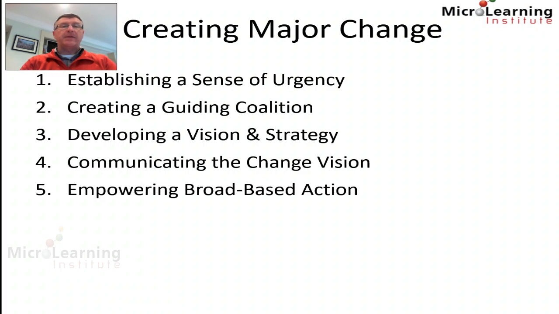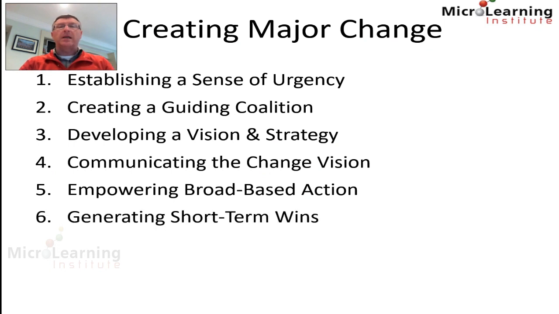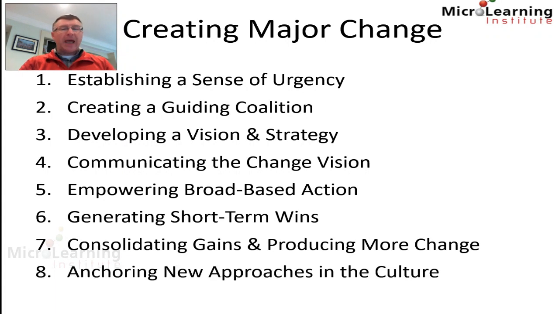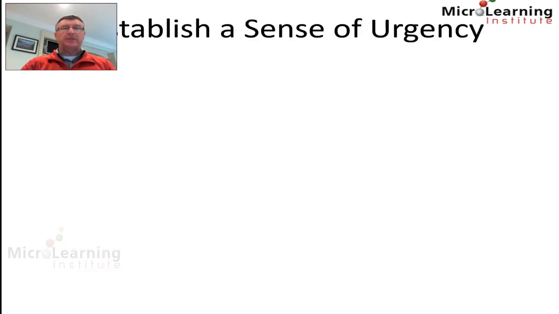Step number 5 involves empowering a broad-based action across the organisation. Step number 6 suggests we should generate short-term wins to support the change momentum. Step number 7 suggests we should consolidate the gains and produce more change. Step number 8 involves anchoring new approaches in the culture of the organisation. Let's look at these individually.